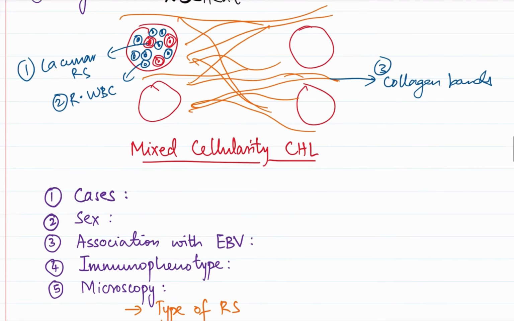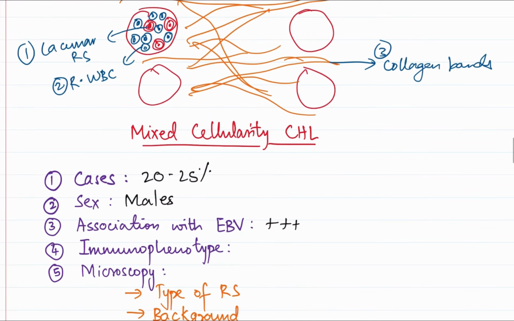Now let's move into the mixed cellularity. Again, we'll discuss under the same heading. For mixed cellularity, we said that the other NS-CHL occurred for 70%. Mixed cellularity will account for 20 to 25%, mostly affecting the males. And it has a strong association with EBV.